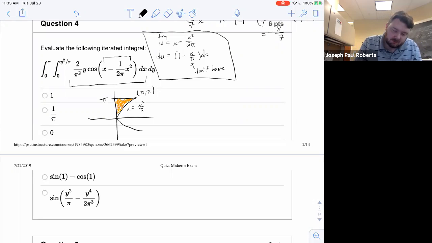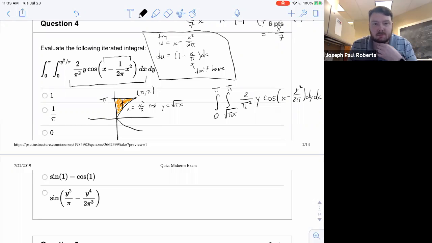Okay, so then if we want to get this going dy dx, we have to do bottom and top curves. And so we could solve and get that y is the square root of pi x is the bottom curve, and y equals pi is the top curve. So putting it all together, if we change the region of integration, that's what we get. So 0 to pi, square root of pi x to pi, 2 over pi squared times y times cosine of x minus x squared over 2 pi.